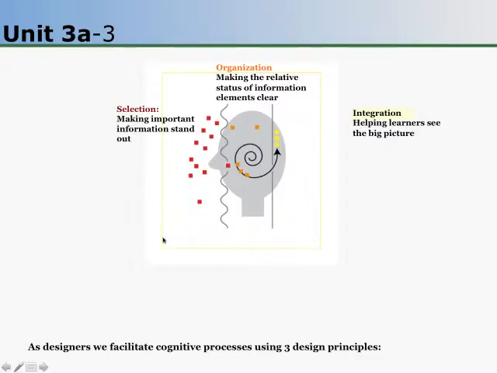As designers, we facilitate cognitive processes using 3 design principles. For selection, we make important information stand out. When we're working on organization, we're trying to make the relative status of information clear. And when we're working to improve integration, we are attempting to help learners see the big picture.